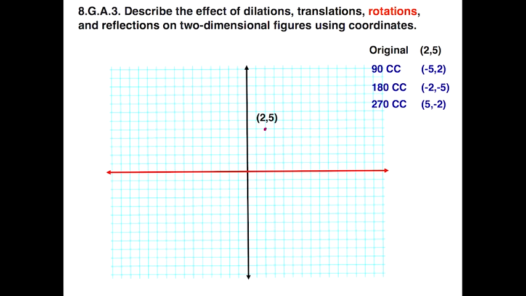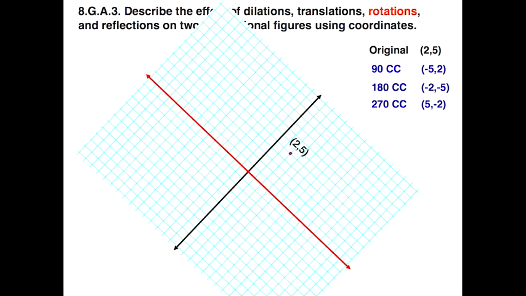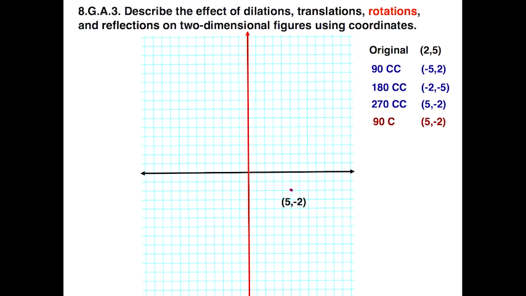Now let's try clockwise. So let's start over again with our original location for our point being 2, 5. And now let's go 90 degrees clockwise. So let's do that. So here we are. Let's figure out our new location. We went 5 to the right and down 2, so our new coordinates here are 5, -2.